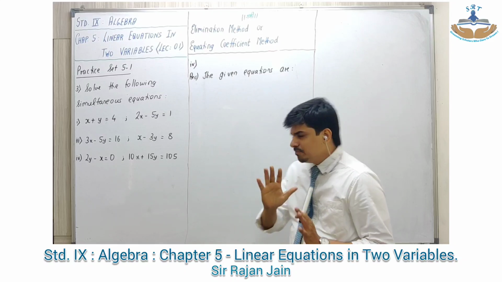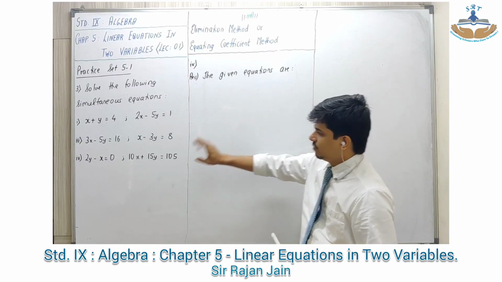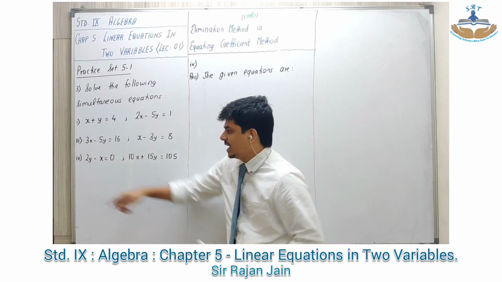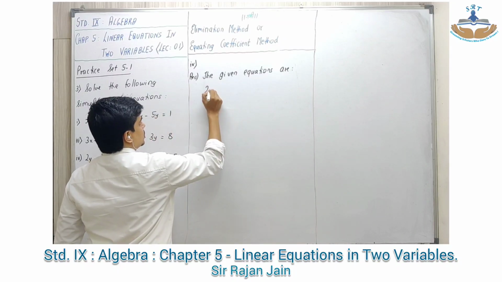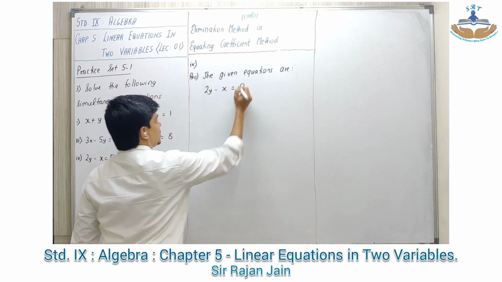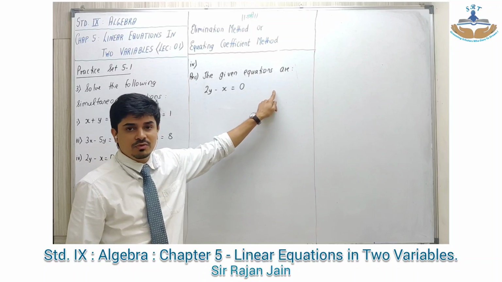Now student, there is something different over here. Look here. What is the first equation given? 2y minus x is equal to 0. 2y minus x equal to 0. Do not write this as equation 1.